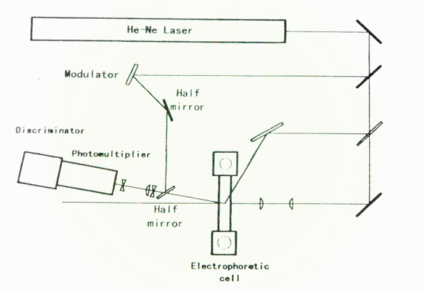Ohshima et al. developed an ELS instrument with heterodyne type optics that is now available commercially. Its optics is shown in Fig. 3. If the frequencies of the intersecting laser beams are the same, then it is not possible to resolve the direction of the motion of the migrating particles. Instead, only the magnitude of the velocity, i.e., the speed, can be determined. Hence, the sign of the zeta potential cannot be ascertained.